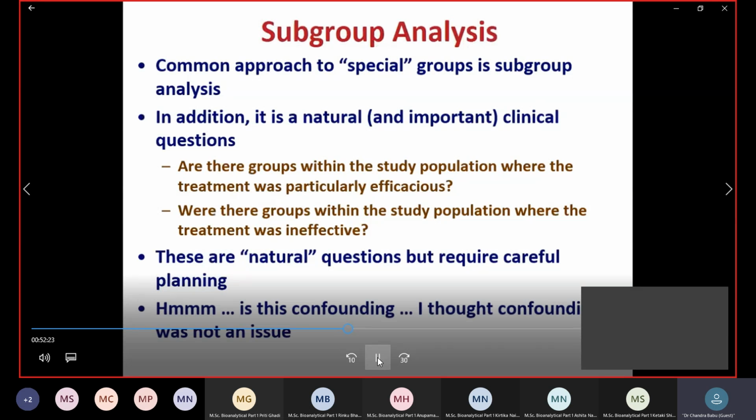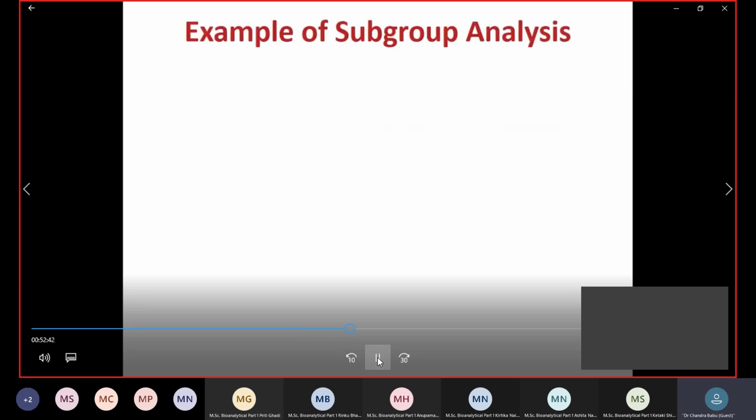It sounds like I'm talking about confounding, and I thought confounding was not an issue, right? But this is effect modification. Is the treatment effect modified by what subgroup you're in? That's a different question than confounding. I wish I had more time to talk about that. So let me give you an example of subgroup analysis.